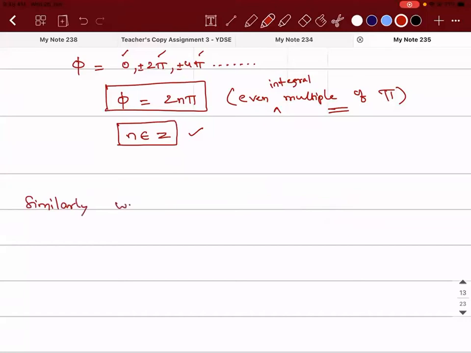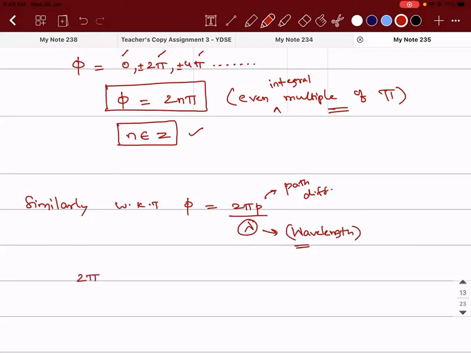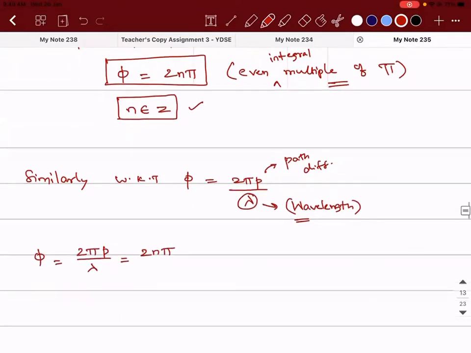We know that phi is equal to 2 pi into p divided by lambda, where p is called the path difference and lambda is called the wavelength of light. So if I substitute this there, I'll get 2 pi into p divided by lambda. We already know that phi is equal to 2 times n into pi. So this 2 pi and 2 pi will get cancelled. From this we will get the path difference is equal to n times lambda.